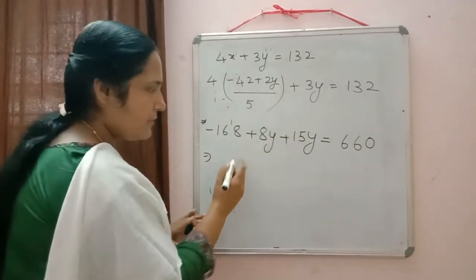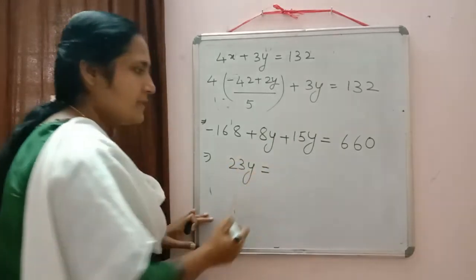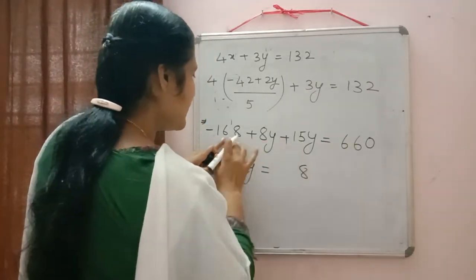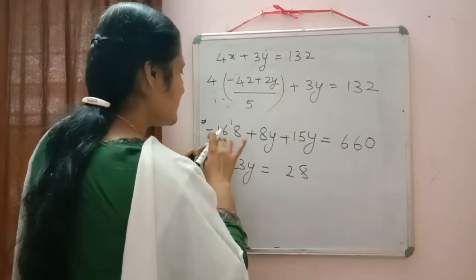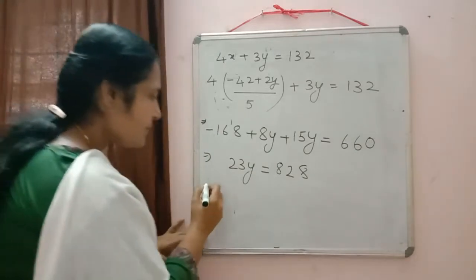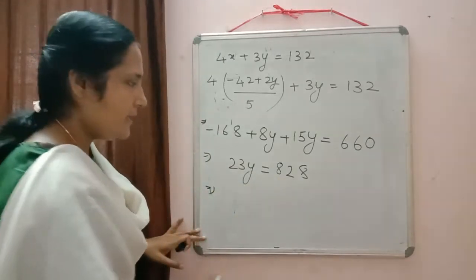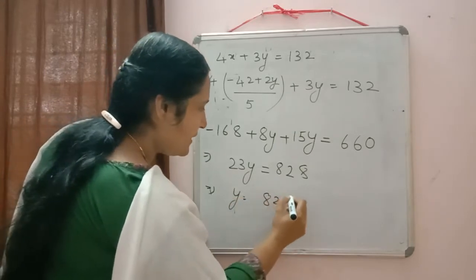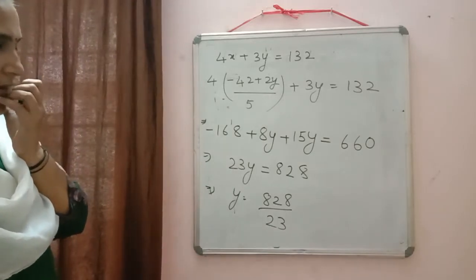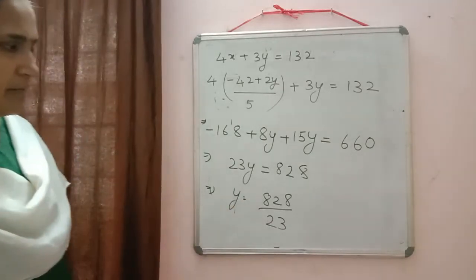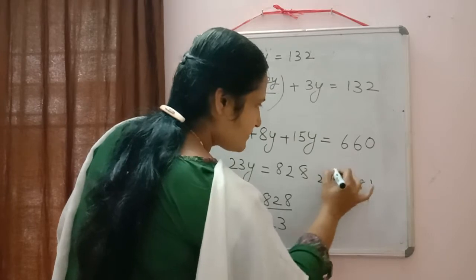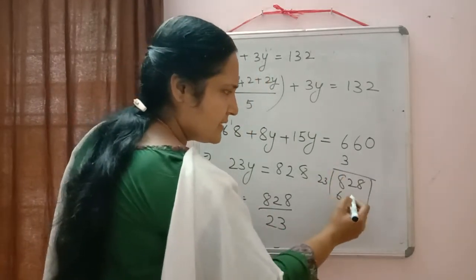Now 168 we can shift to the right hand side. And here 15 plus 8 will be 23y is equal to 660 plus 168. So that will be 8; 6 plus 6 12, carry over 1; 6 plus 1 7, plus 1 will be 8. So we are getting 23y is equal to 828. So y is equal to 828 divided by 23. Now we can check how we can solve it. Directly we have to divide it by 23. So when we divide 828 by 23, 23 3s are 69.